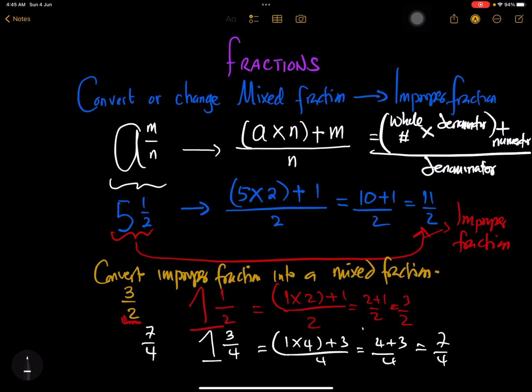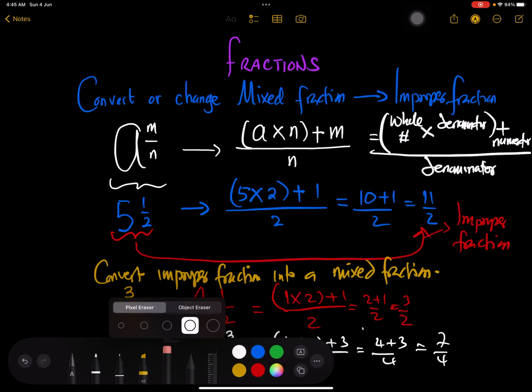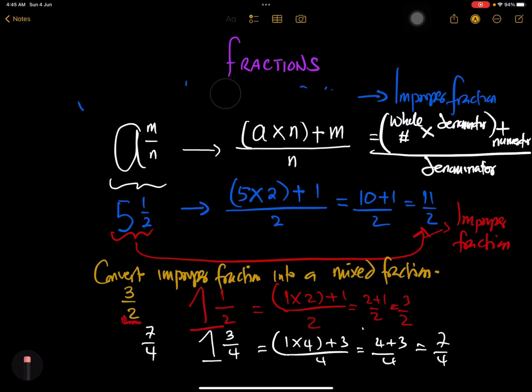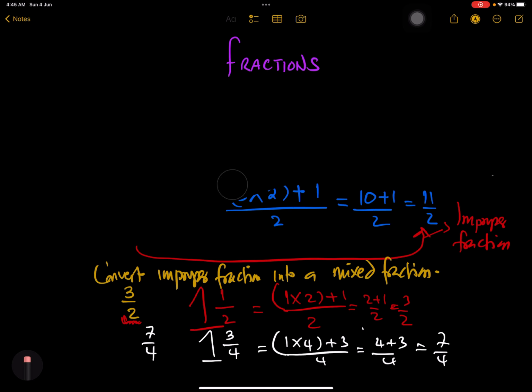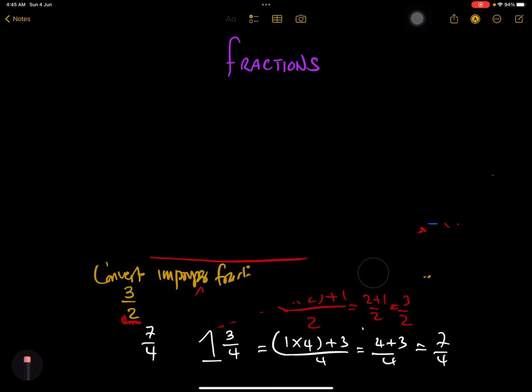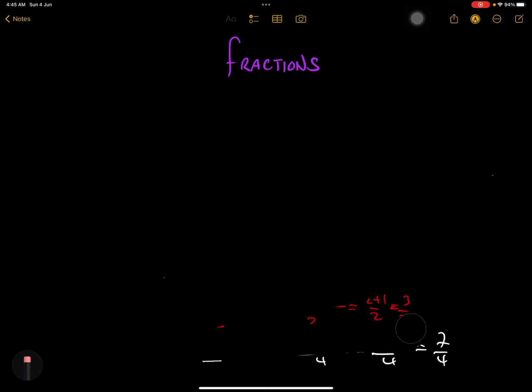Now we have been able to look at how to convert a mixed fraction into an improper fraction, and also moving from an improper fraction to a mixed fraction. To continue, we are going to look at how we add fractions, subtract fractions, multiply fractions, and divide them. So that'll be the next thing that we'll be considering. First of all, we'll start off by looking at how to add fractions. I think that's what we should be interested in for now.